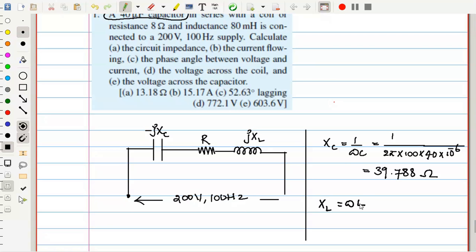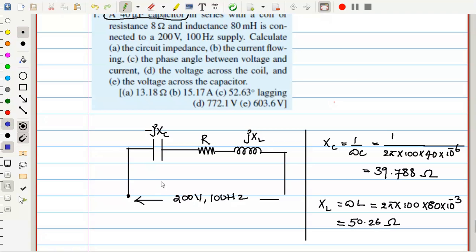XL. XL is equal to omega L. So omega is equal to 2 pi f, into L. L is how much? 80 millihenry, 80 into 10 power minus 3. How much is this value? 2 pi f into 80 into 10 power minus 3 is 50.26. Very good. 50.26 ohms.